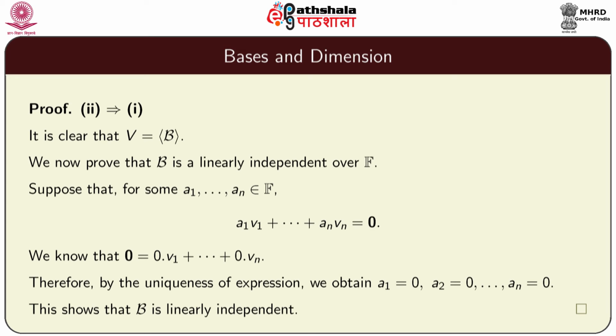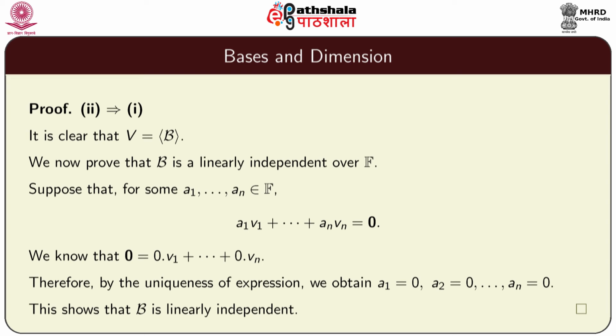Now, we prove the converse, that means 2 implies 1. That is, if we assume that the second statement is true, then it proves that the first statement is also true. The second statement is that every vector V in the vector space capital V can be expressed as a linear combination of V1, V2, Vn, and uniquely. Therefore, it is clear that V is indeed spanned by the set B.